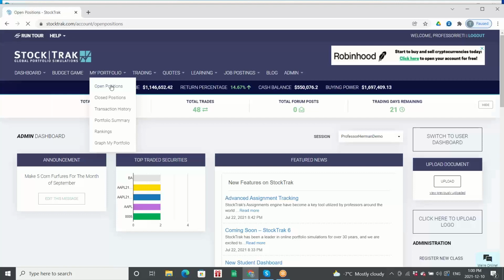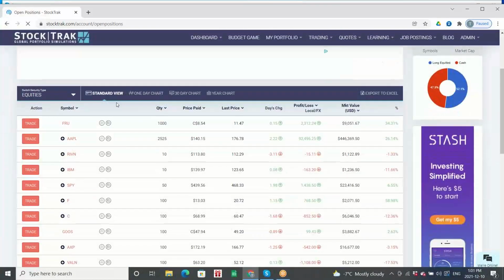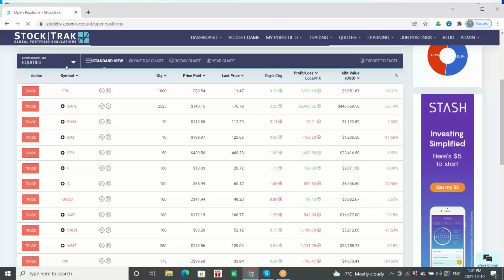Okay, so let's look at the open positions, or all of the assets that I'm holding in my account right now. So when we want to look at the different security types that we're holding, based on how we've set up our tournament, it's really easy. You just toggle this little window here, and then we categorize the securities that we're holding based on security type.